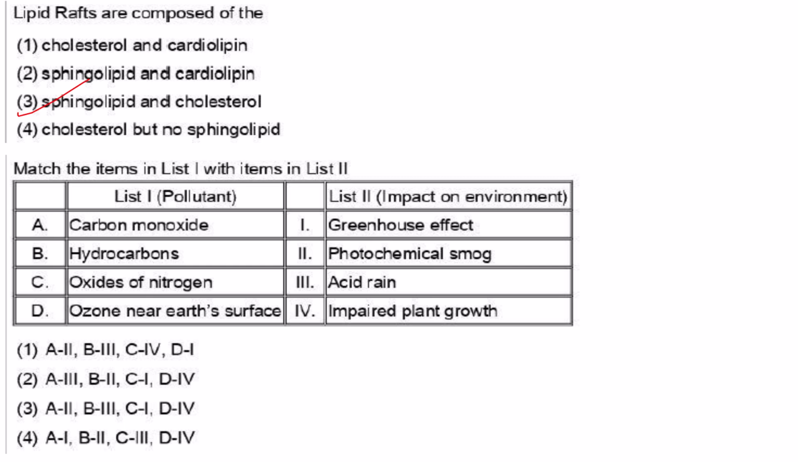Then next one. List 1 is of pollutants and list 2 is impact on the environment. So carbon monoxide is going to cause greenhouse effect, A1. A1 is there in option 4 only, so that must be the answer. Hydrocarbons are for photochemical smog. Oxides of nitrogen can cause acid rain. Ozone near the Earth's surface impairs plant growth. So A1, B2, C3 and D4.